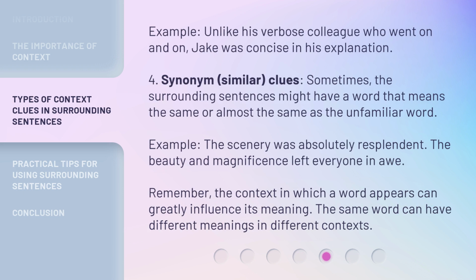4. Synonym, similar, clues. Sometimes, the surrounding sentences might have a word that means the same or almost the same as the unfamiliar word. Example: The scenery was absolutely resplendent. The beauty and magnificence left everyone in awe. Remember, the context in which a word appears can greatly influence its meaning. The same word can have different meanings in different contexts.